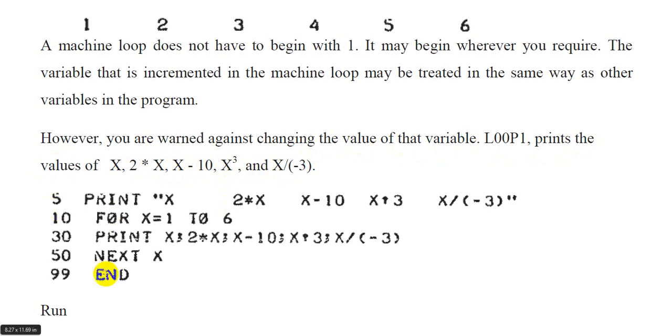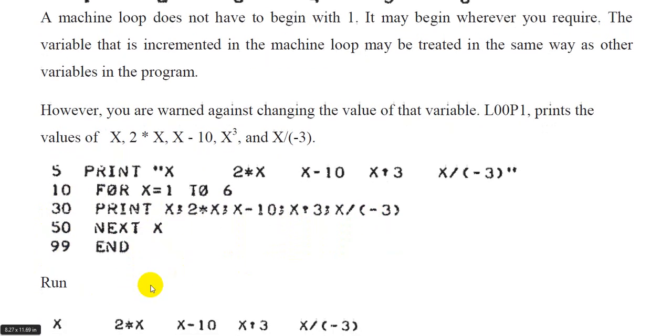The following statements are indicated by the step procedure, as you can see right here, by 5, 10, and 99. We add the 5th command, clarified by the command PRINT x, and PRINT x, double comma, 2 times x, x squared, and x cubed, as well as x squared minus 3, double comma, END, or execute. 10 FOR x equals 1 to 6, 30 PRINT x, 2 times x, x squared, x cubed, and x squared minus 3, as you can see from here. 50 NEXT x and 99 END. Then execute by RUN.